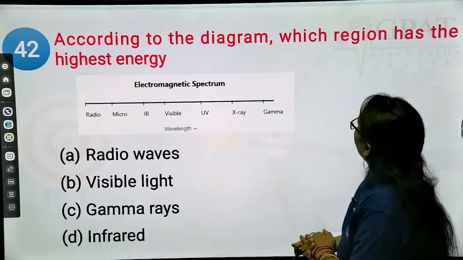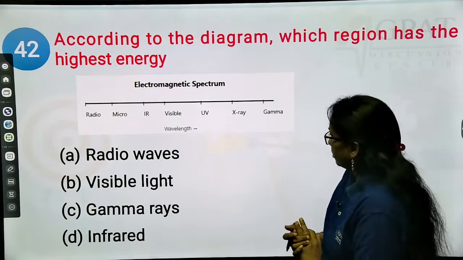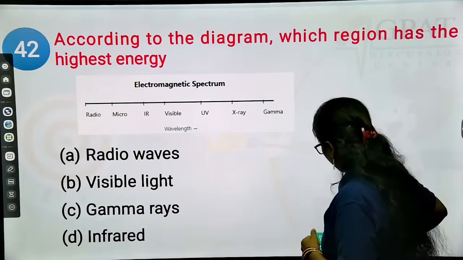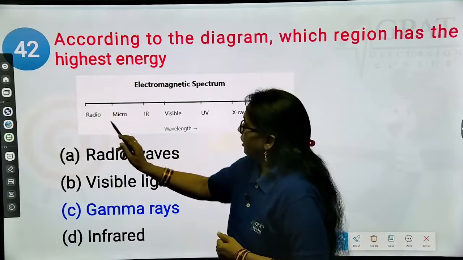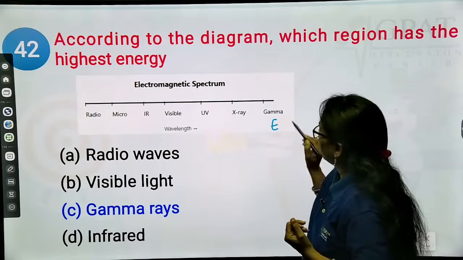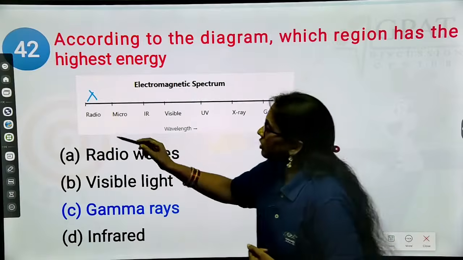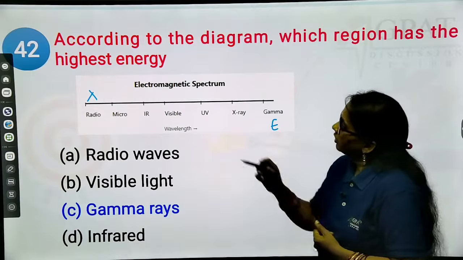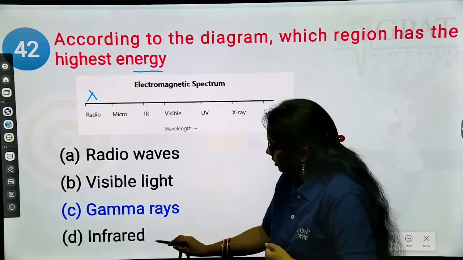Next, according to the diagram, which region has the highest energy? Okay, very fundamental question. Wavelength is going to be increased here. Whenever you observe such diagrams, the radio waves will have the highest wavelength, whereas gamma waves will have the highest energy. Here radio waves are having the highest wavelength, so energy is less here, and here lowest wavelength, energy is more here. What they have asked is highest energy. So highest energy means, options: radio waves, visible rays, gamma rays, infrared.